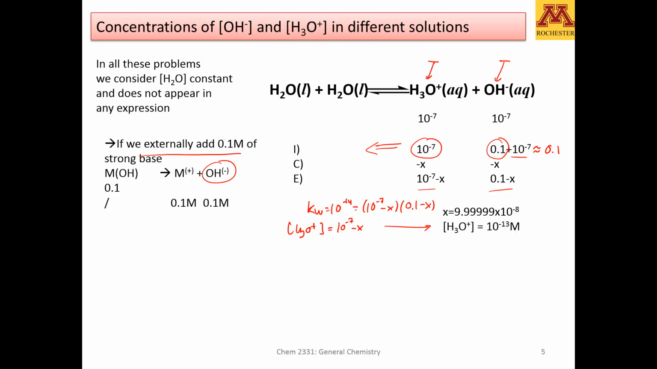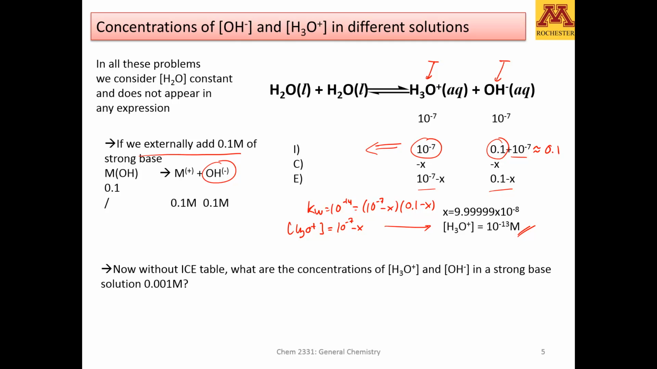Even though we have added a base, we see a change in the concentration of the hydronium ion, because hydronium and hydroxide are connected through the equilibrium of water. So let's do that faster without the ice table, in which we are not going to assume that there's already a 10 to the negative 7, because those numbers are so small. We can just do it much faster, and you'll see how we save some time.